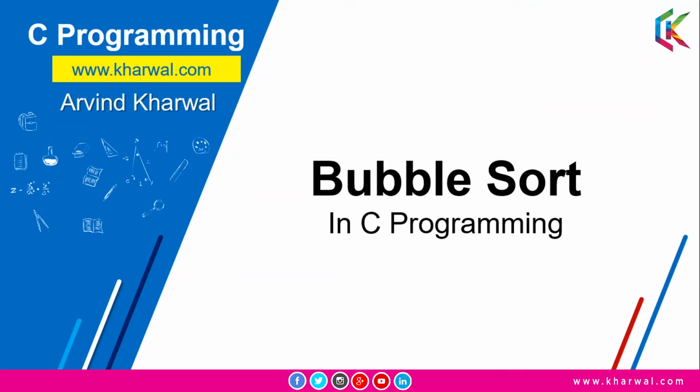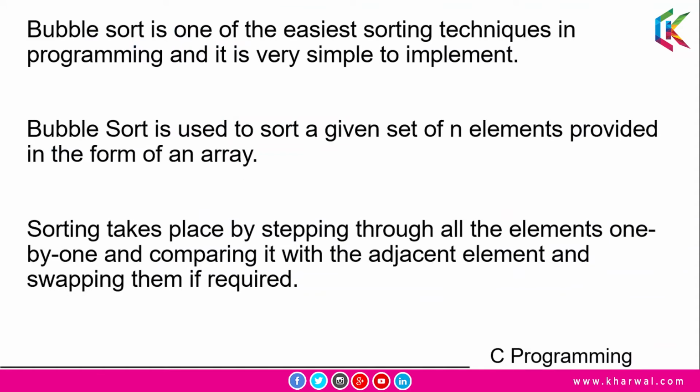And in this session, we are going to discuss bubble sort in C programming. So let's get started. Guys, bubble sort is one of the easiest sorting techniques in programming and it is very simple to implement. Bubble sort is used to sort a given set of n elements provided in the form of an array. Sorting takes place by stepping through all the elements one by one and comparing it with the adjacent element and swapping them if required.